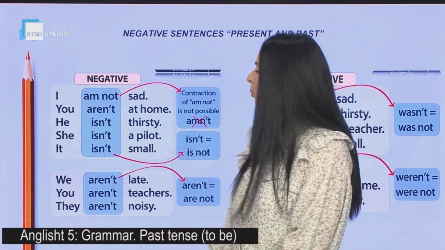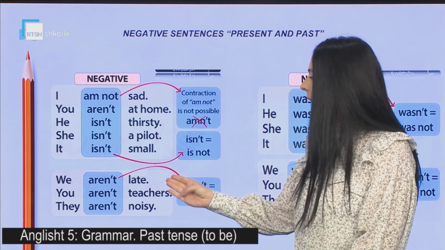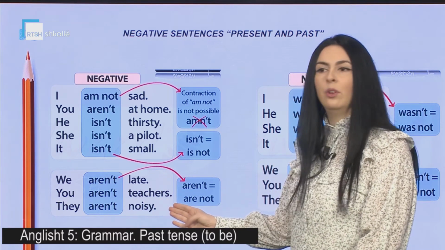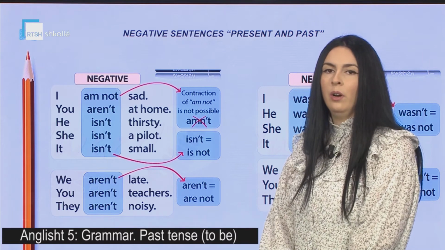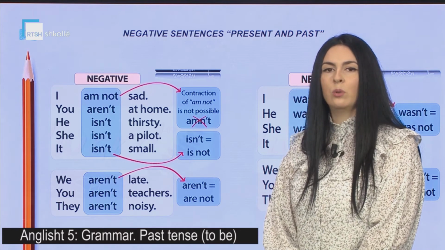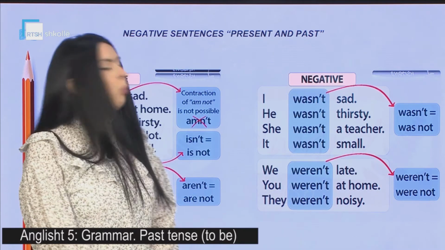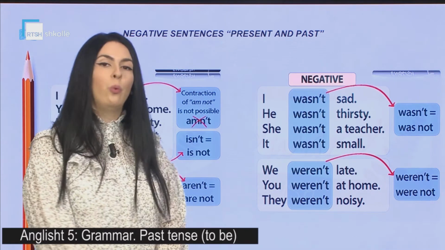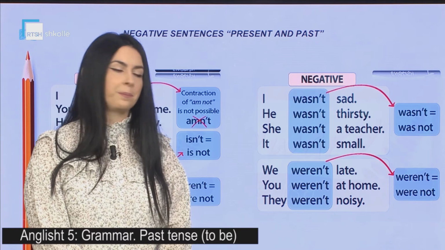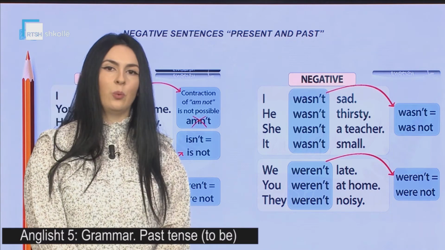Let's continue again with the plural form of the verb to be. In present simple, we aren't late. You aren't teachers. And the last one, they aren't noisy. So these were the three plural forms of the verb to be in present simple. Now we're going to see how we can make them in past simple tense. We weren't late. You weren't at home. And the last one, they weren't noisy. So the contraction, the short form for were not, is weren't again.